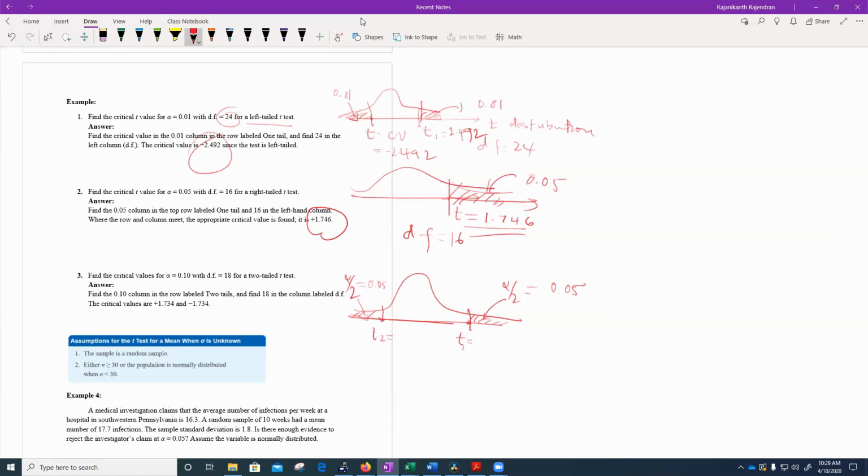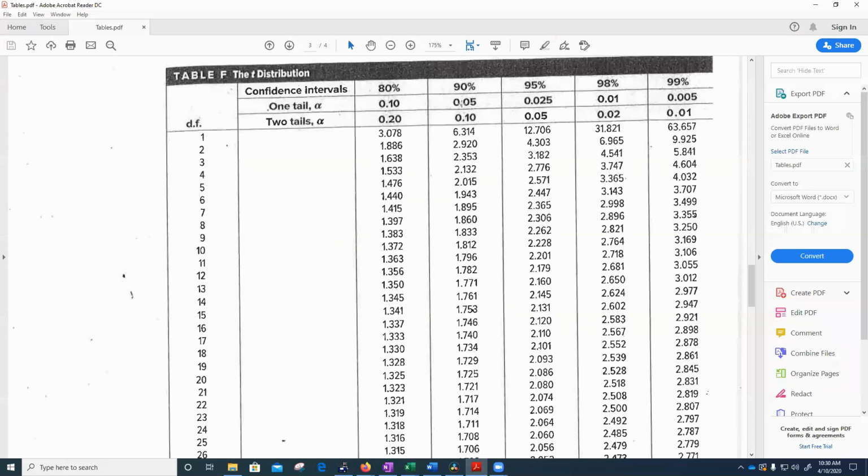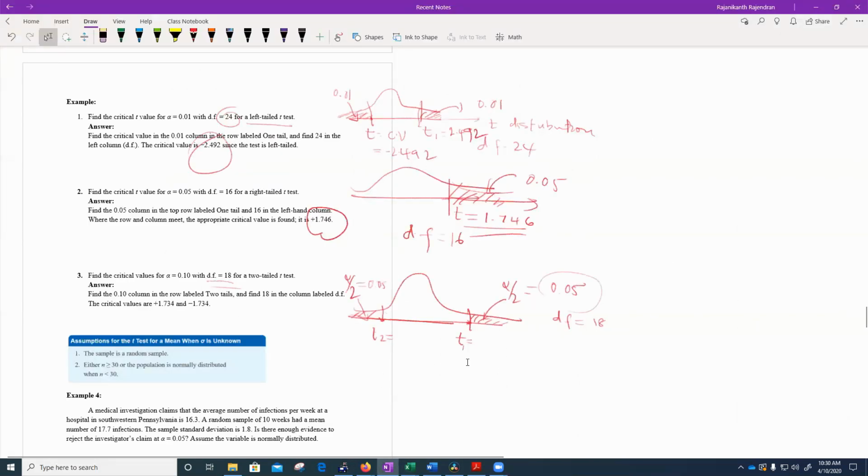Remember, to find the right side is always easier because it is straightforward. So I'm going to look at 0.05 with degrees of freedom, which is now 18. So 18 with 0.05 is going to be 1.734. So that means this guy is 1.734. If this is 1.734, then your left point should be negative 1.734. So this is the way to find the critical values by using a table.